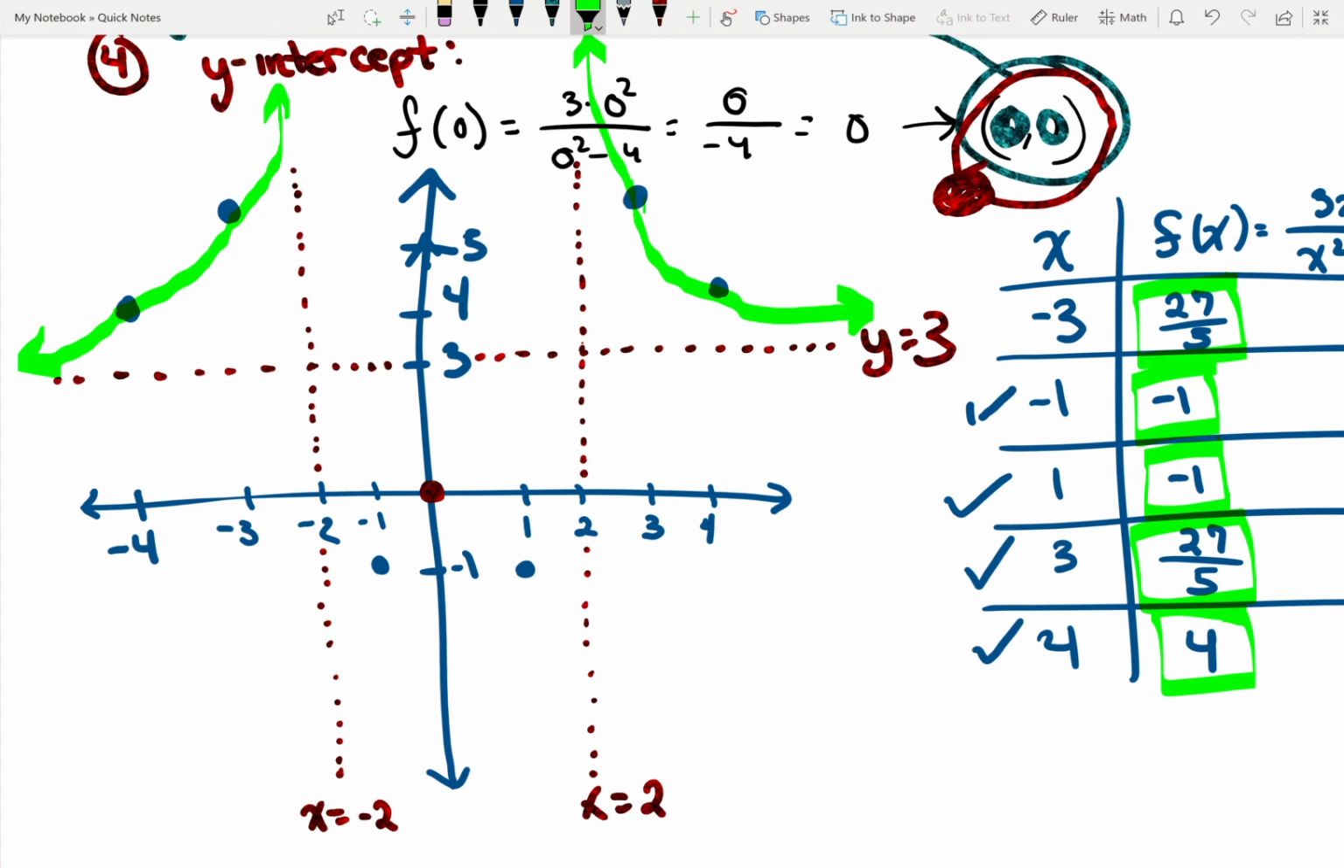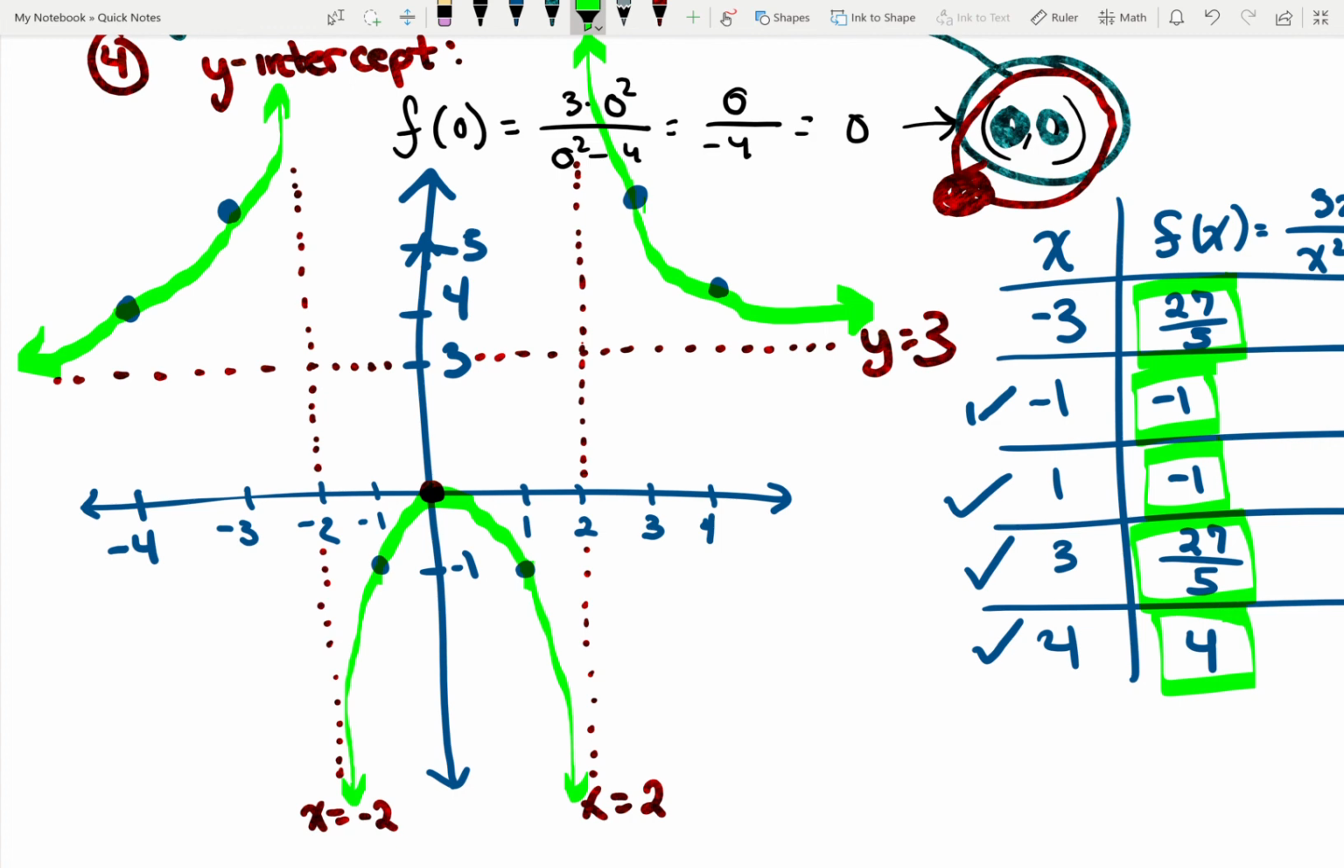Lastly, we have these 3 dots, 1, 2, 3, and we want to connect these 3 in a way like this. And this guy is going to just hug our vertical asymptote to the left, and this guy is going to hug our vertical asymptote to the right. So it's actually just like a smiley face parabola.